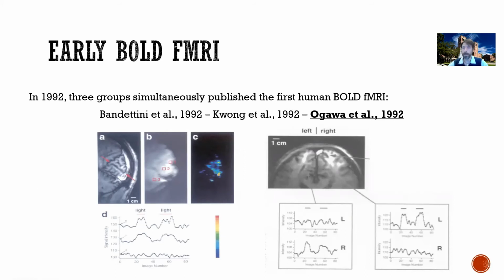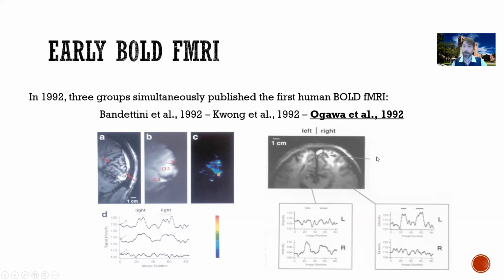And finally, the last experiment of the three, by Sergi Ogawa and colleagues, is fairly similar to the one by Kwong et al., except that instead of stimulating both eyes, they stimulated either the right eye or the left eye at different times with visual stimuli. The reason for doing this is, as you might know, the right eye sends information to the left side of visual cortex, and the left eye sends information to the right side of visual cortex. So in this sense, this is a test of how precise BOLD fMRI can be.